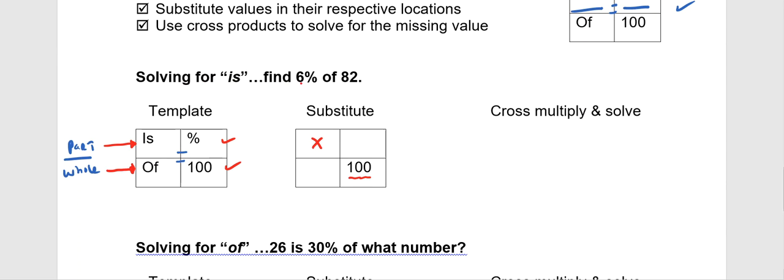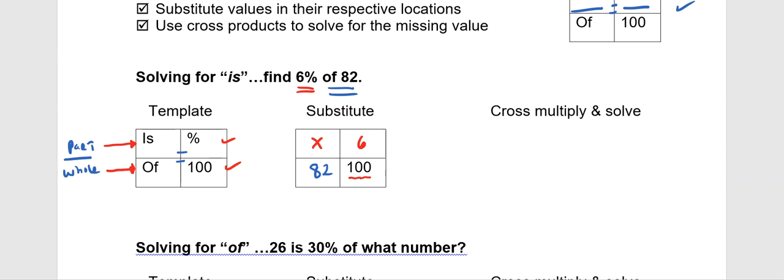It says find 6% of 82. Now what I love here is that the percent will always be known because it has a percent sign. So we put that in the percent box. Now with these problems in their relatively standard form, the word that is attached to the number or is in close proximity to the number will help identify where that number goes. So in this case where it says of 82, I can recognize that the 82 goes in the of box.